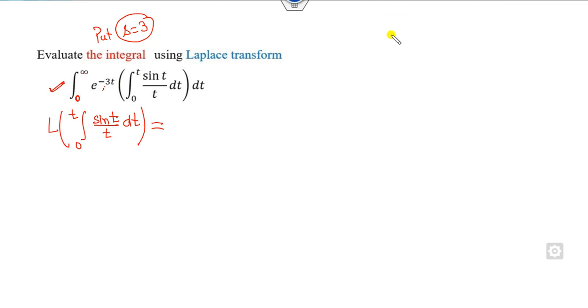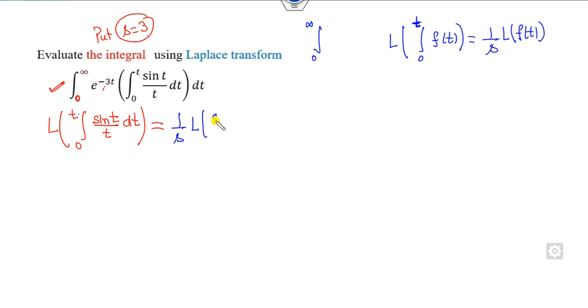If you remember the rule for the integral from 0 to t of f of u, whenever it's from 0 to t, then it is 1 over s times the Laplace of the remaining quantity. So this is 1 over s times the Laplace of the remaining quantity. Now what is the rule for division by t? It's the integral from s to infinity of the Laplace of this quantity ds. So now you can find this.